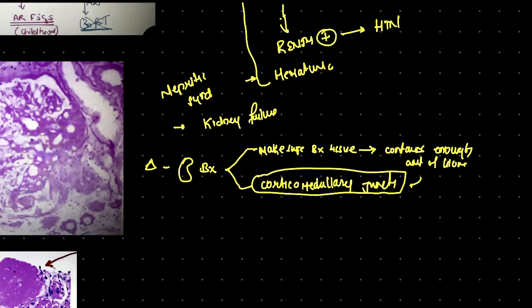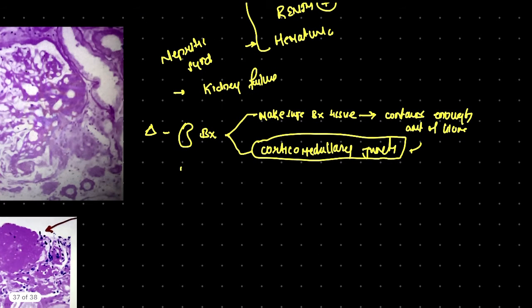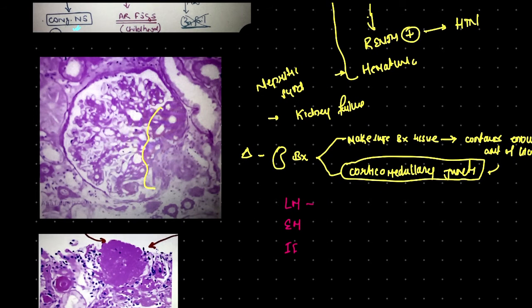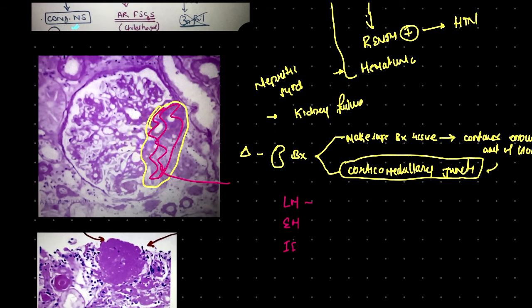After doing the biopsy, we will do light microscopy, electron microscopy, and also we can do immunofluorescence. In the case of light microscopy, as you can see here in this area, this part is so pinkish. It is pinkish because it is the affected part.